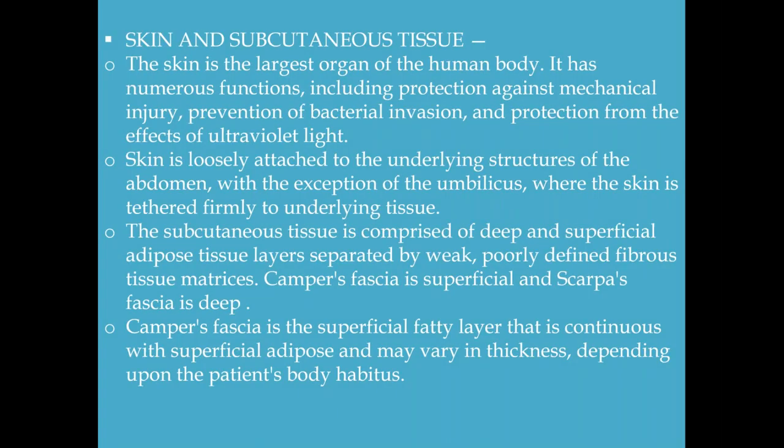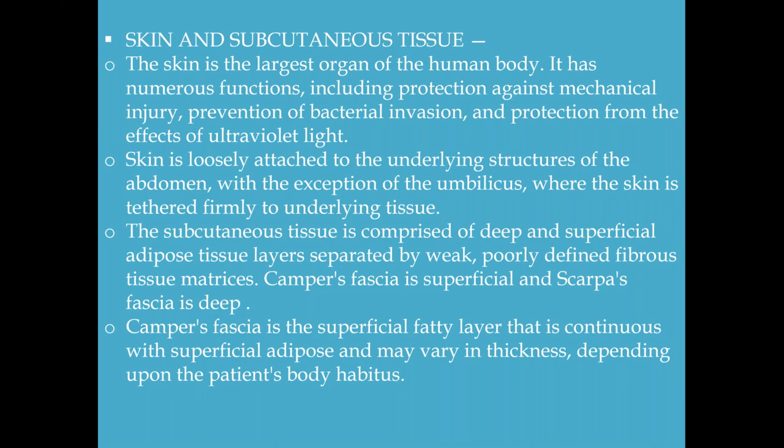What about the skin and subcutaneous tissues? The skin is the largest organ of the human body. It has numerous functions, including protection against mechanical injury, prevention of bacterial invasion, and protection from the effect of ultraviolet light. And the skin is loosely attached to the underlying structure of the abdomen, with the exception of the umbilicus, where the skin is tethered firmly to underlying tissues.